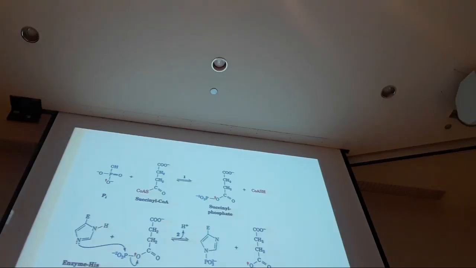And what do we know about this? It's energy rich. So we have not lost the energy, okay? We have still energy in this mixed anhydride. Then from succinyl phosphate, the phosphate is actually donated to a histidine residue in the active site of the enzyme to form a phosphorylated histidine, which is also energy rich, supposedly. And from here, the phosphate is actually transferred to either GDP or ADP to form either GTP or ATP. Okay, so it's a multi-step reaction actually, to transfer then a phosphate to ADP or GDP.